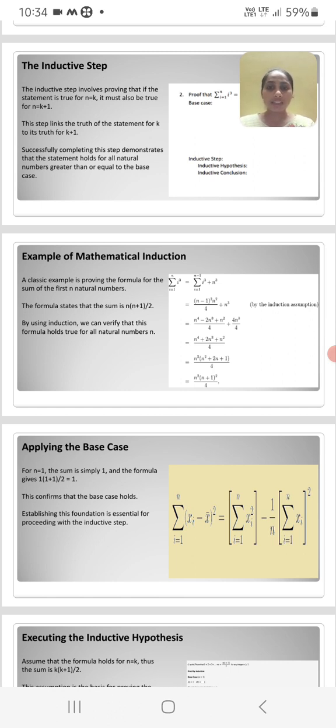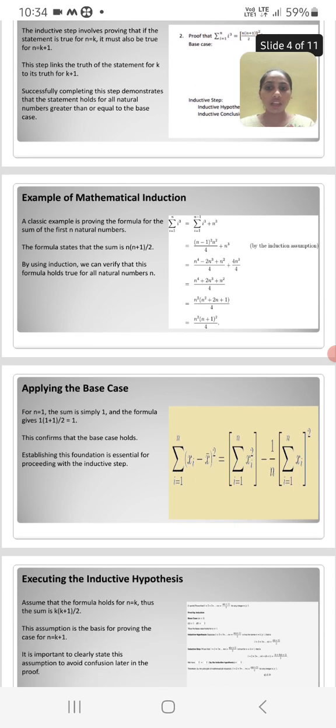A classic example is proving the formula for the sum of the first n natural numbers. The formula states that the sum is n into n plus 1 divided by 2. By using induction, we can verify that this formula holds true for all natural numbers n.